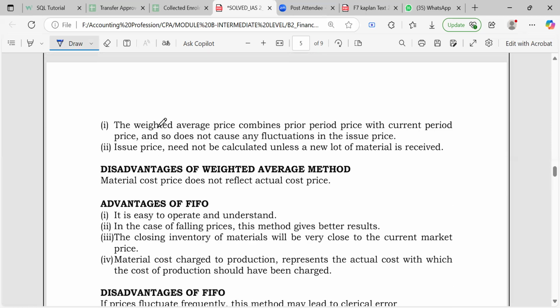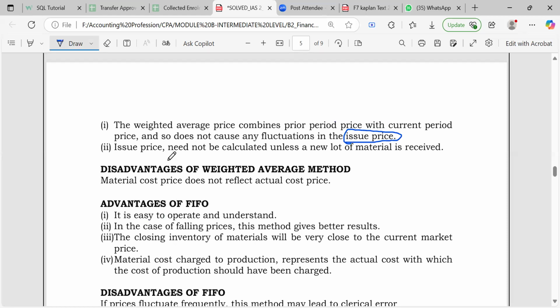We say that the weighted average method combines the prior period price with the current one to get the average, and so does not cause any fluctuation in the issue price. So whenever someone comes to buy, you just give them the same price. They would have the same price, so it would be fine to customers.